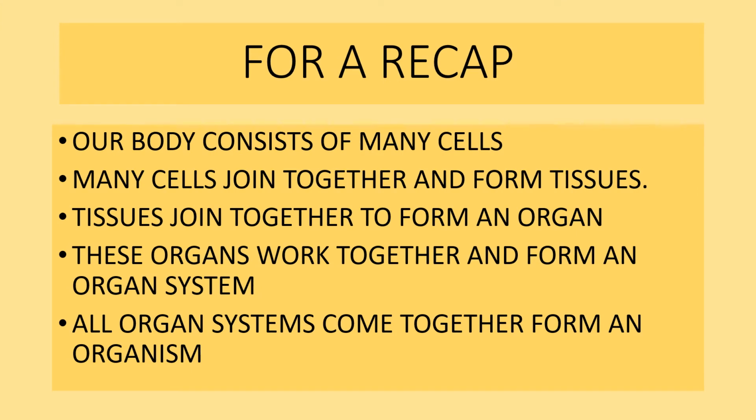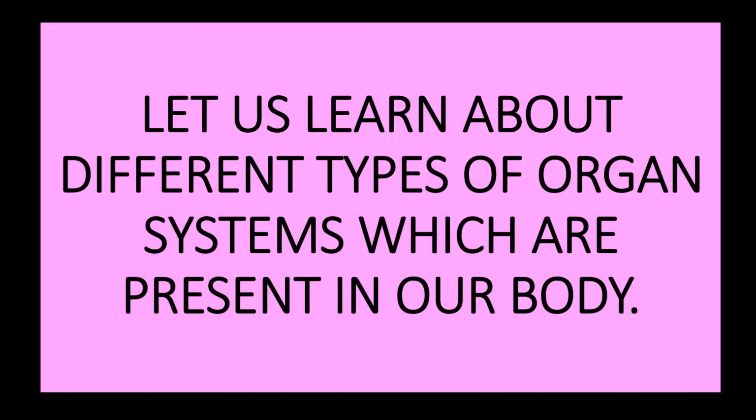Till now we have studied that our body consists of many cells. Many cells joined together form tissues. Tissues join together to form an organ. When these organs combine together, they form an organ system. All organ systems come together to form an organism. Let us learn about the different types of organ systems present in our body.